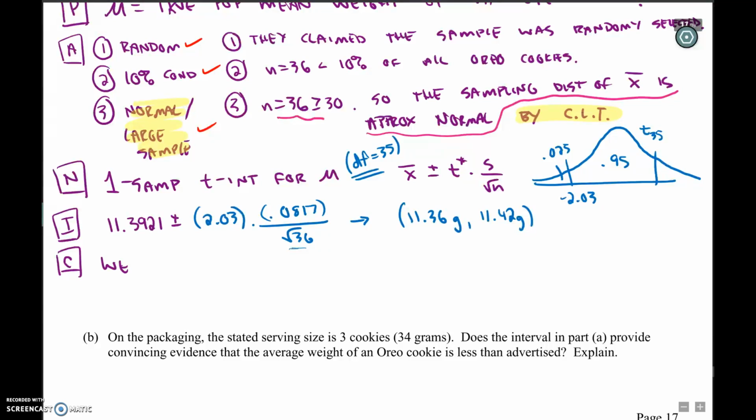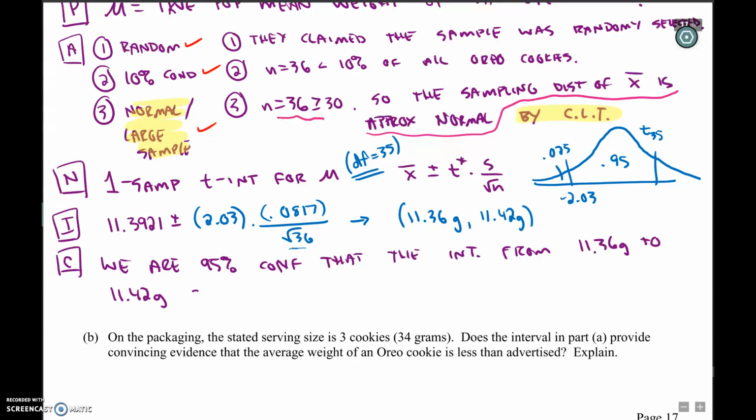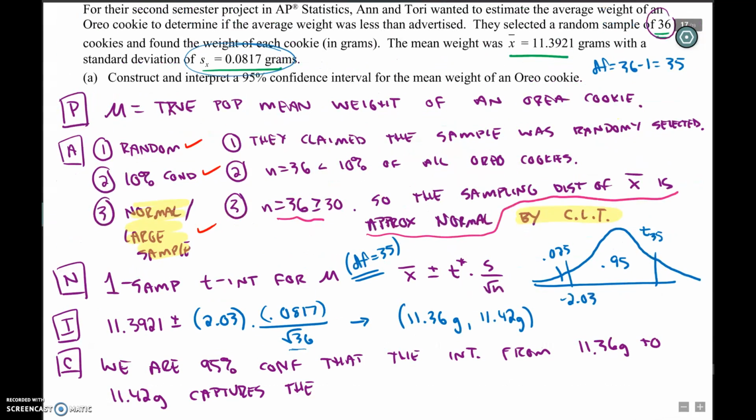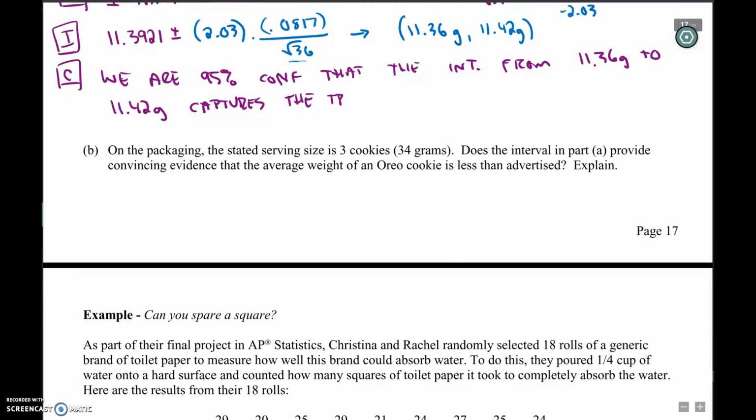Conclusion. We are 95% confident that the interval from 11.36 grams to 11.42 grams captures the, and then you're going to copy down exactly what you wrote up here, the true population mean weight of an Oreo cookie.